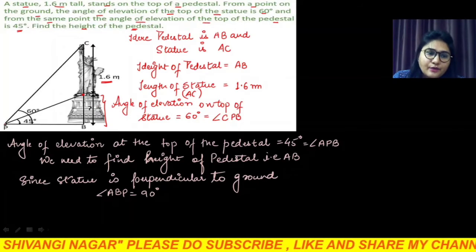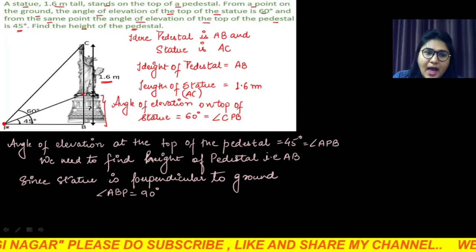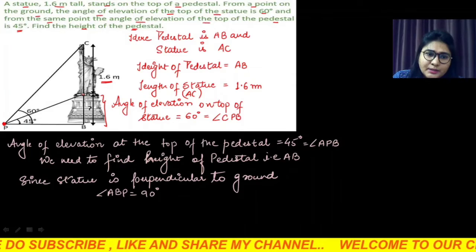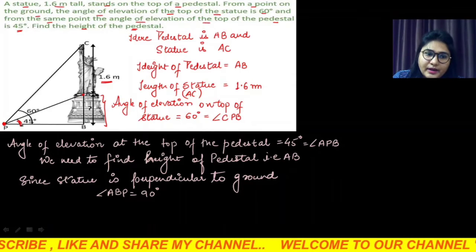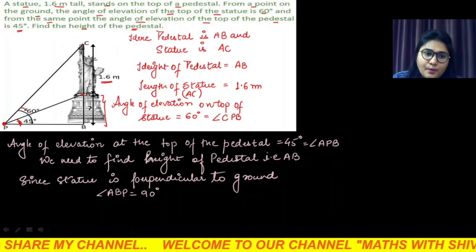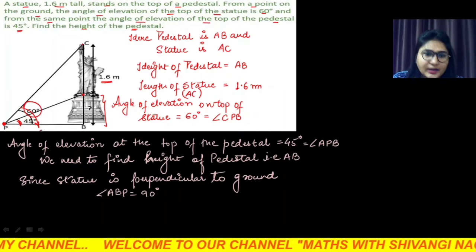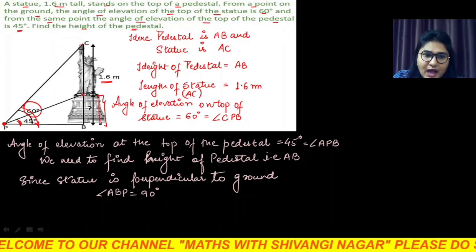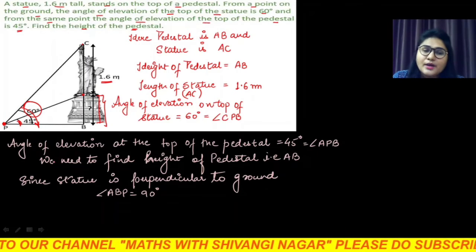We are given that from a certain point P, the angle of elevation to this point A is 45 degree, and the angle of elevation to the top of this statue from the same point is 60 degree. And what we have to calculate is the height of this pedestal. Now how will we move?